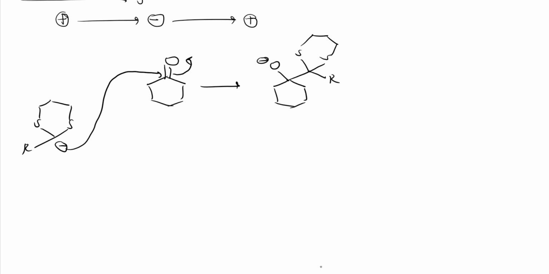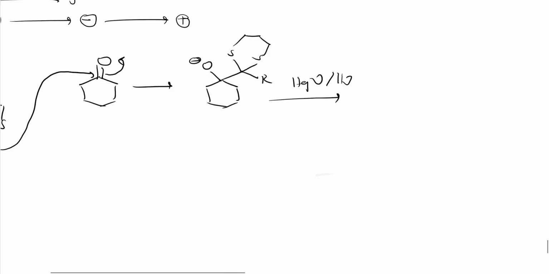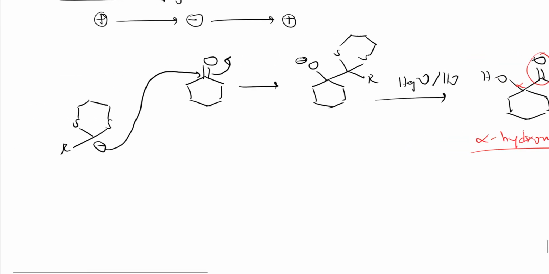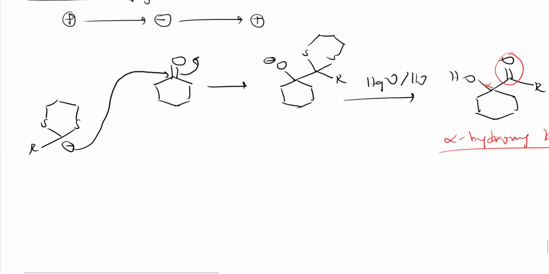Further, HgO in presence of water, if I react it, I'll get this product. See here, it gets OH here, and here I'll get R and double bond O. So if you number it, this is the functional group. So this is an alpha hydroxy ketone I got, right? So this is the reaction when we react this thing with a ketone, right?